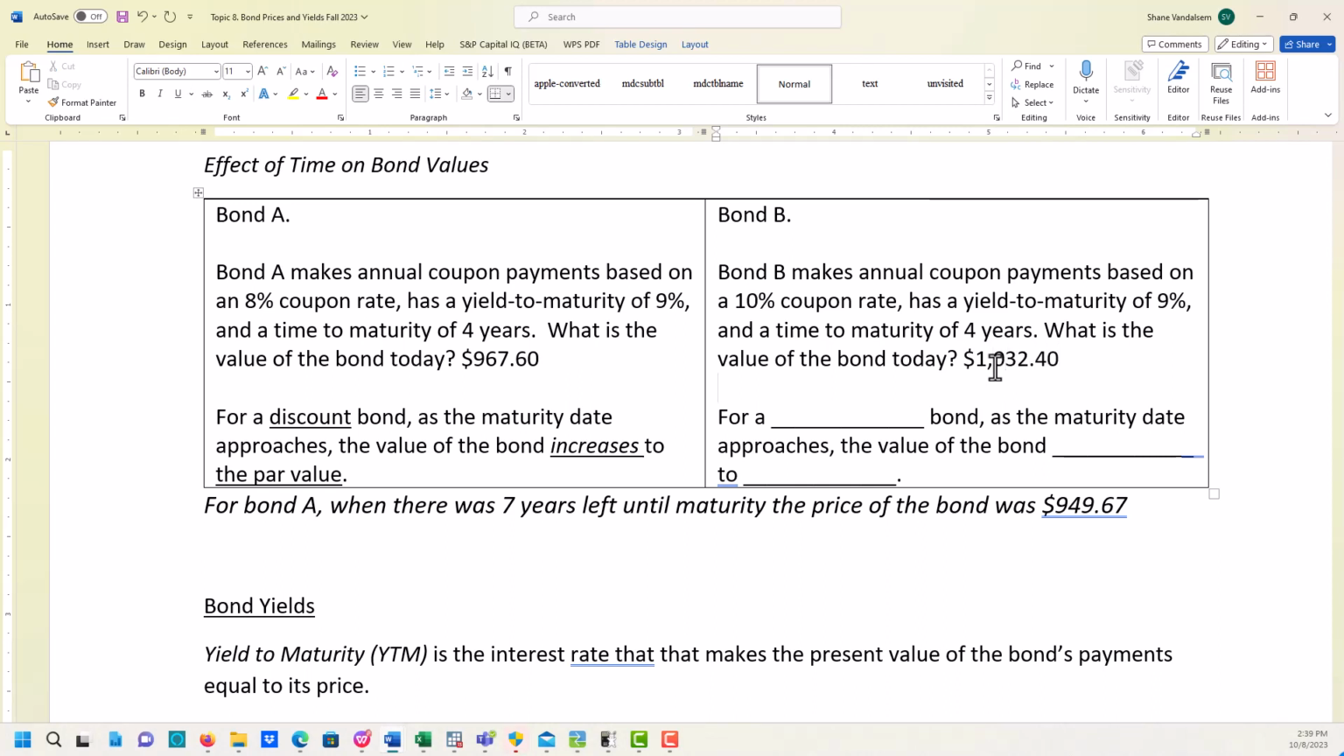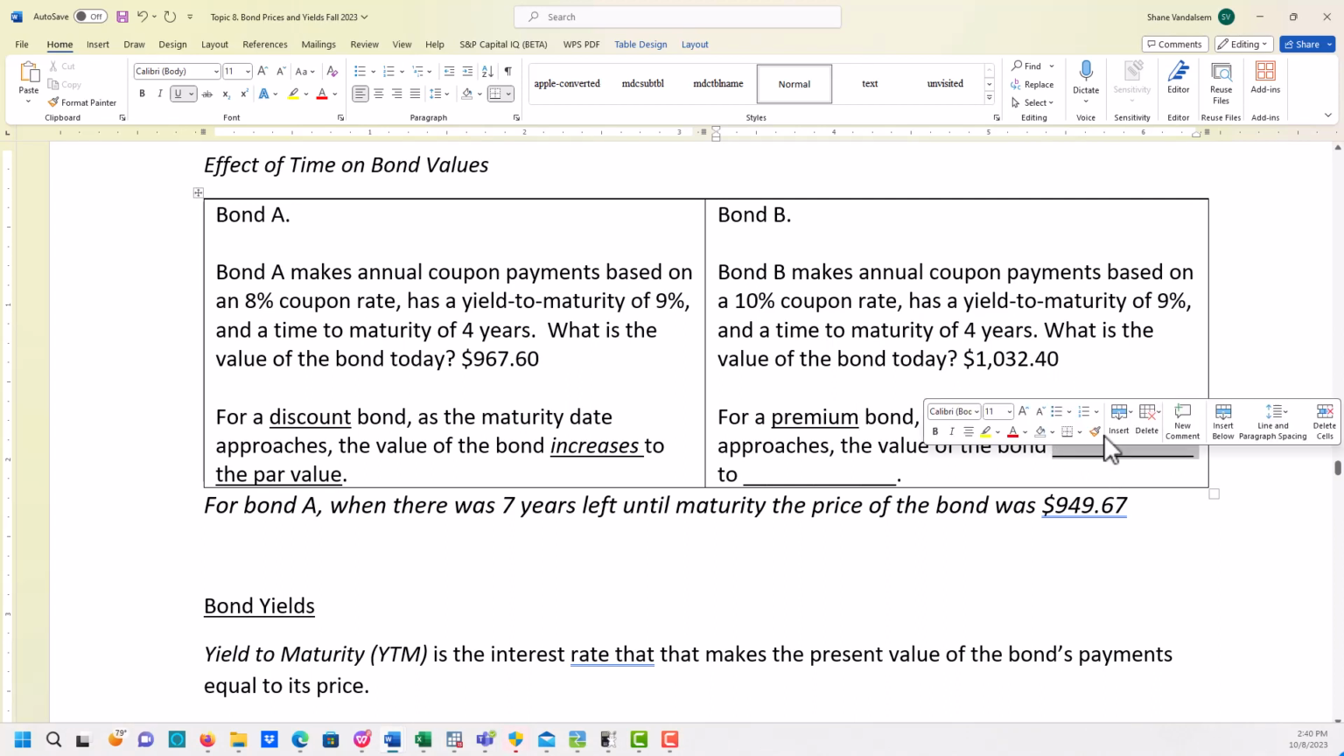Again, remember that it was $1,050.33 with 7 years remaining. So for a premium bond, as the maturity date approaches, the value of the bond decreases to the par value.